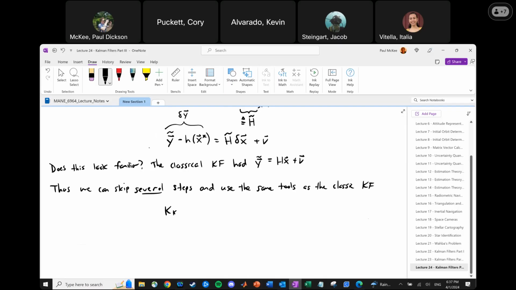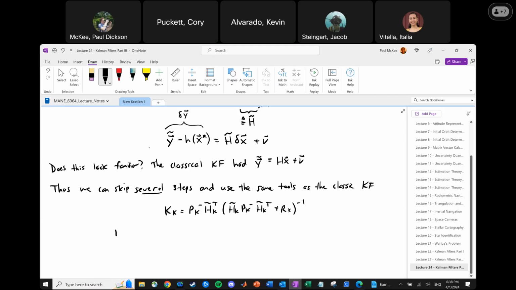The Kalman gain is Pk minus Hk transpose. Now it's got the tilde on there. Hk Pk minus Hk transpose plus Rk inverse. That's the same equation as before, but now H is this linearized H that we get from taking a partial derivative of our measurement model.